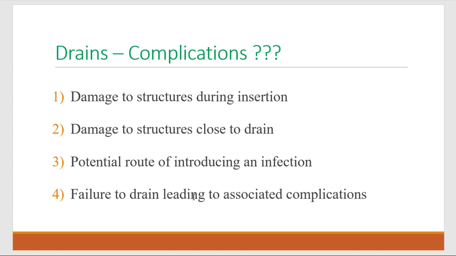Then the fourth one is we have already placed a drain, but the drain is not working. The failure to drain leading to associated complications. How come? If a drain is not draining, it's okay, sir, not draining doesn't matter. But most of the time, if a drain is not draining, it gives us a false sense of security. The patient may be having something bad or undesirable inside and the drain is not draining, and only the distension of the abdomen is appreciated. In that case, the patient may land up in associated complications.